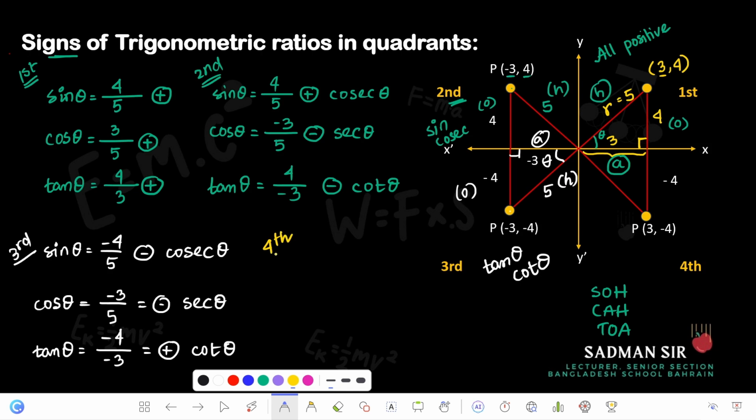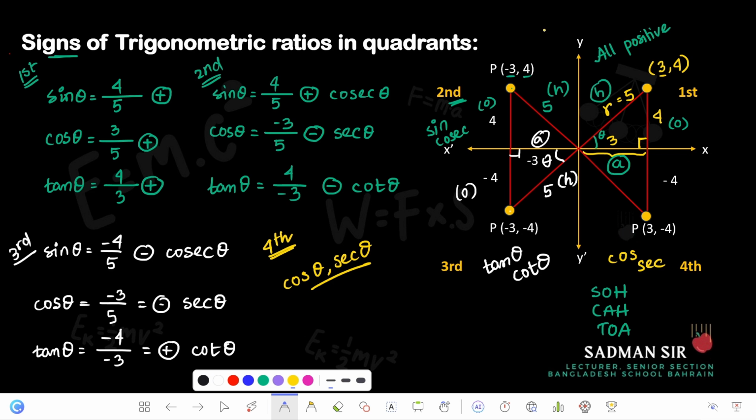I will tell you the answer now. In the fourth quadrant, I will not show you the detailed calculation because it is quite similar to the previous one. Here you will get cos theta and sec theta to be positive. Okay, so here cos and sec. All other quantities will be negative here.